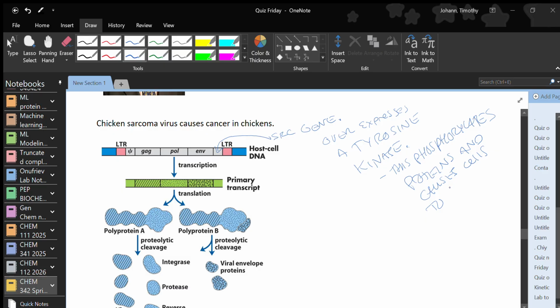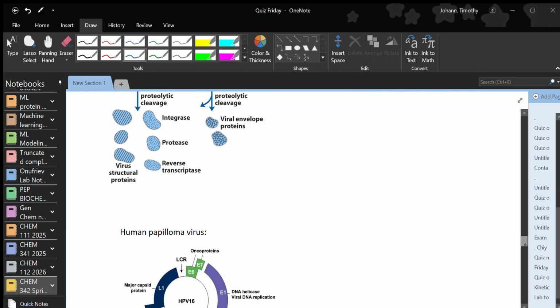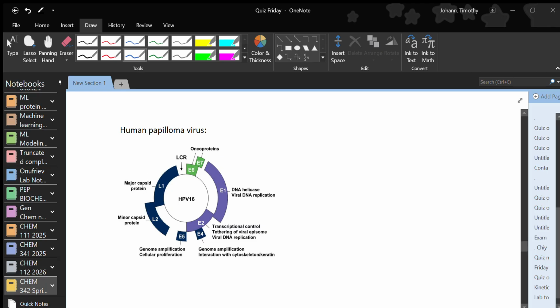We'll just say cells to divide. Is this about the reverse transcriptase? This is not about the reverse transcriptase. This is just how viruses cause cancer, okay?